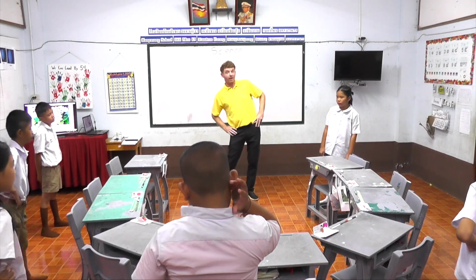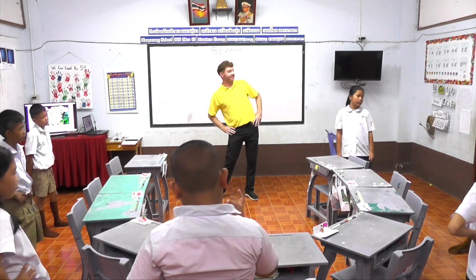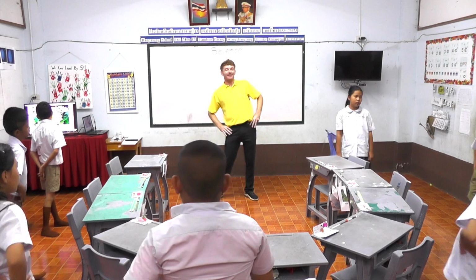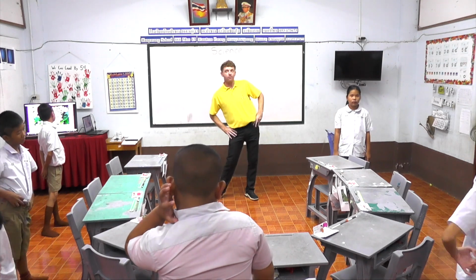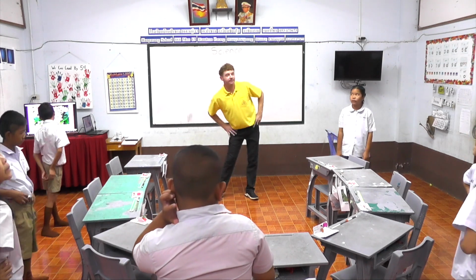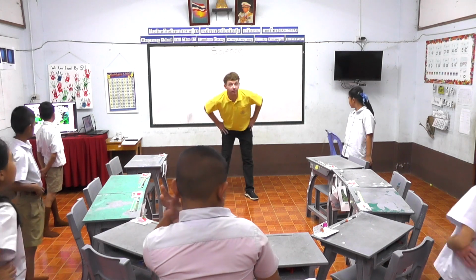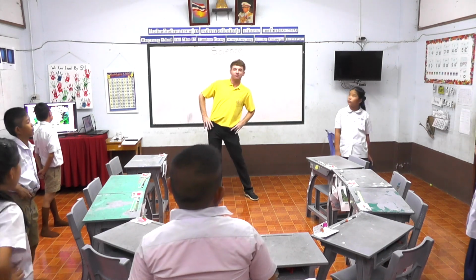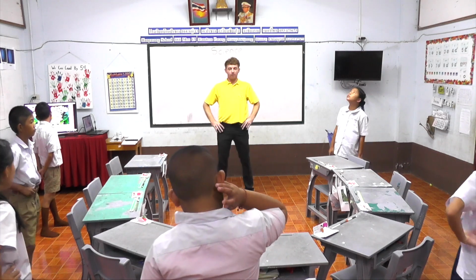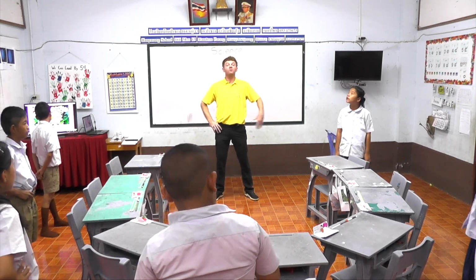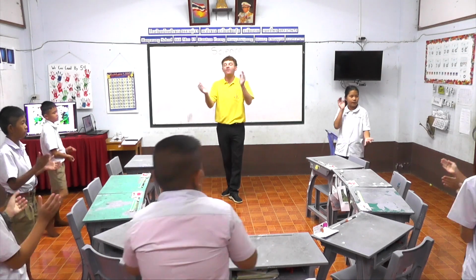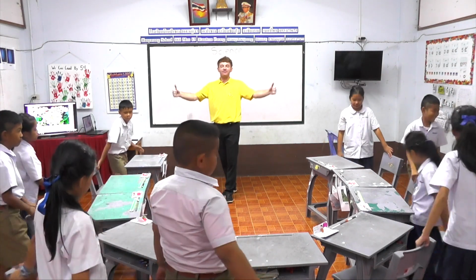And then we can go round and round. Round and round. And stop. Now, go back the other way. Round and round the other way. Give our spines a nice stretch. And stop. And to finish, we can do five claps. One, two, three, four, five. Excellent, guys. Have a seat.